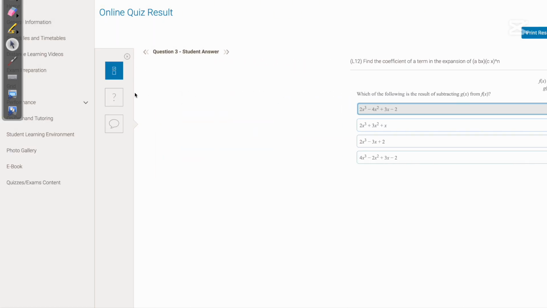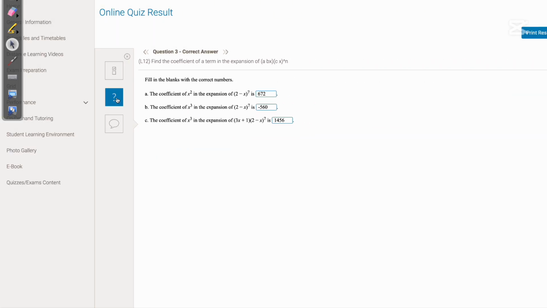Number 3. The coefficient of x squared in the expansion of 2 minus x to the power of 7 is... Okay, now look, we're going to need to find the x squared, as they said. So 7Ck times a to the n minus k, which is 2 to the power of 7 minus k, times negative x to the power of k.